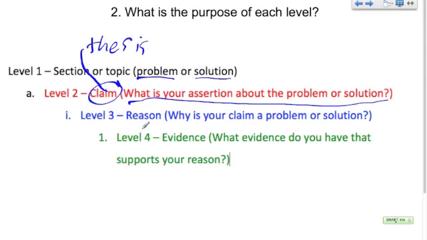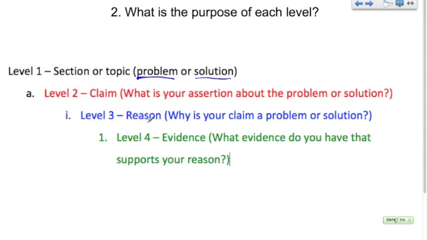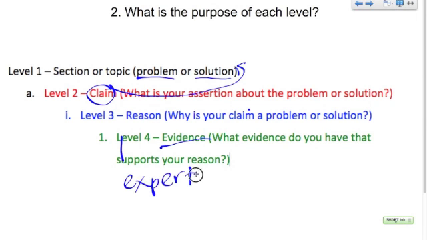Level 3 are your reasons. The reasons explain why your claim is a problem or solution. That connects the dots, so to speak, of your thinking. And level 4, finally, is your evidence. This is where you pull in the ideas of experts, where you pull in appropriate stats and facts to back up your reasons, to prove that your thinking is correct. All that stuff goes in level 4.